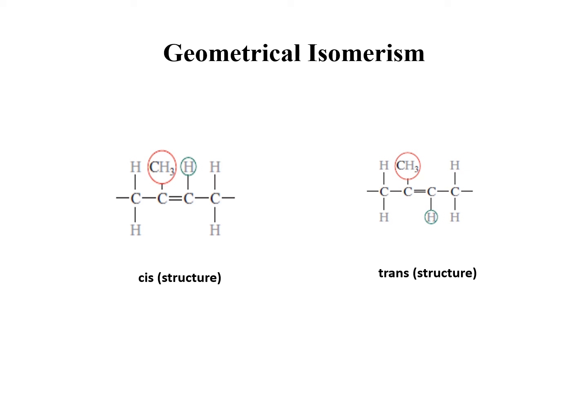When the group of atoms, CH3 here, and the hydrogen reside on opposite sides of the double bond, it is called trans-structured geometrical isomerism.